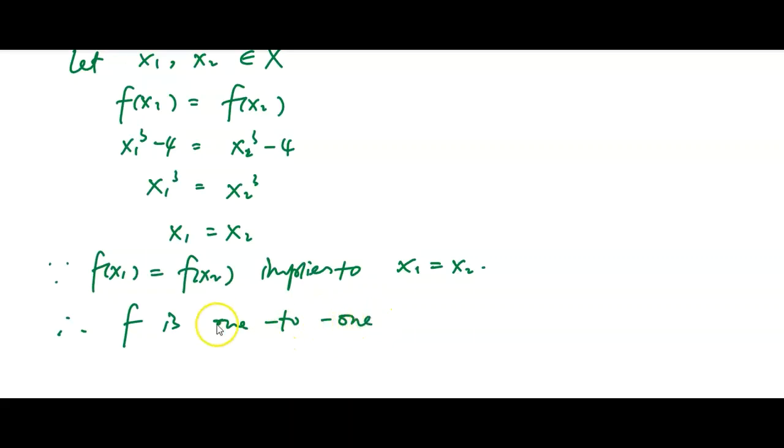So you can always imagine the graph, all right? And the graph of x cubed minus 4 is actually a one-to-one function. And this means that the inverse does exist. Okay, the inverse does exist. All right.